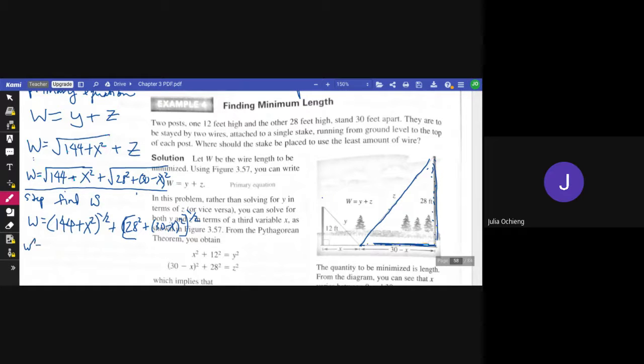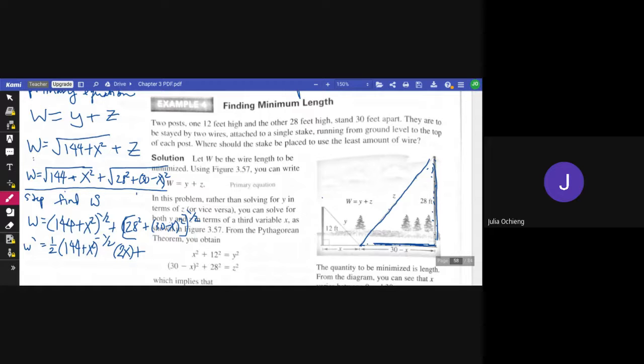So the derivative will be 1/2 (144 plus x squared) to the negative 1/2, because we're thinking of this whole thing as our u. All right, so I'm doing chain rule. So I'm taking the derivative as if this whole thing was one variable. This whole thing counts as one expression. And then I'm going to take the derivative of this expression, which is 2x.